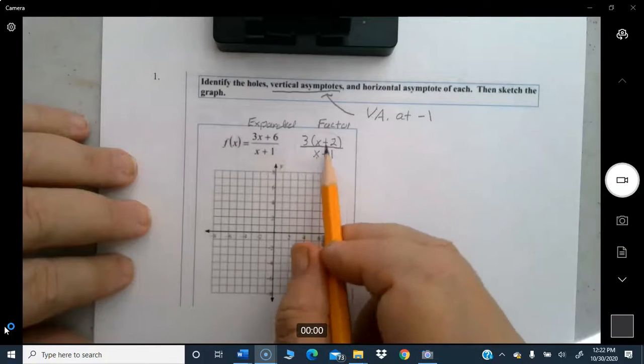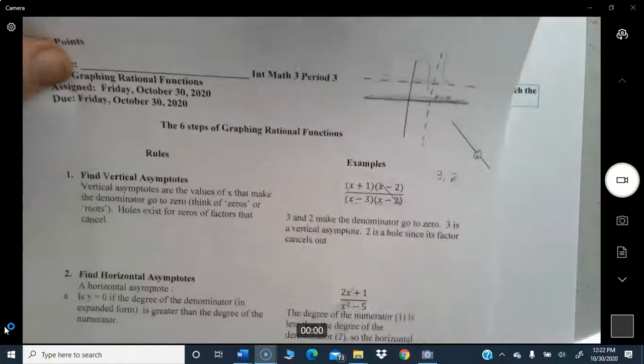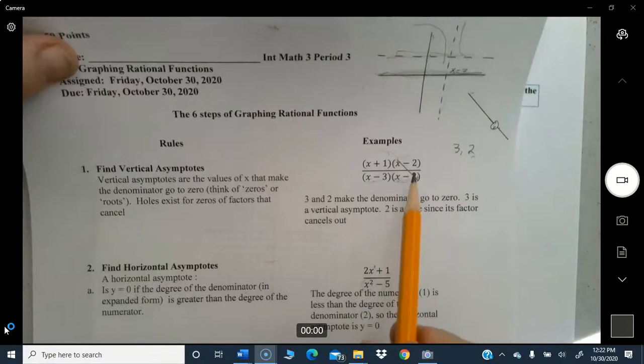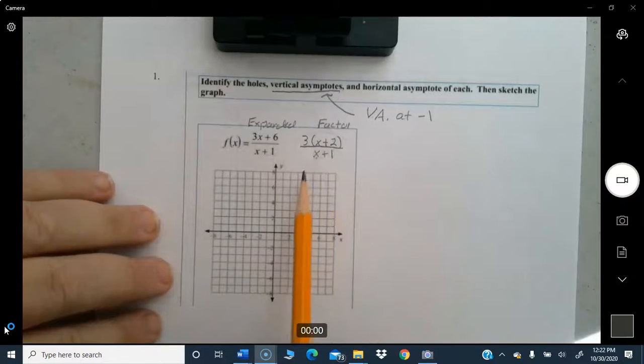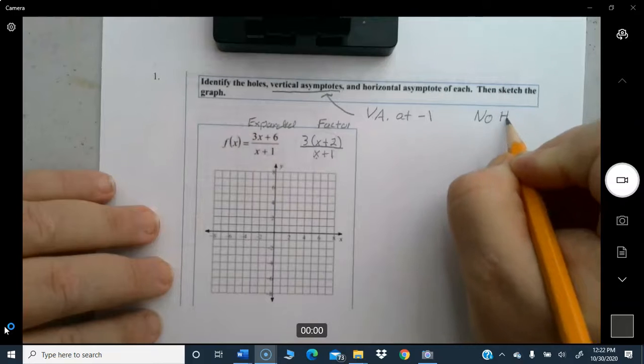And since there is nothing on the bottom that does cancel, like the example I gave you here, where the x minus 2 over x minus 2 canceled out, that's when you have a hole. But we don't have any factors on the bottom here that cancel, so you can go ahead over here on the side and just write no holes. There are no holes in this graph.